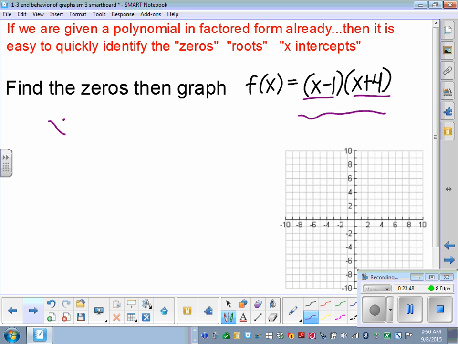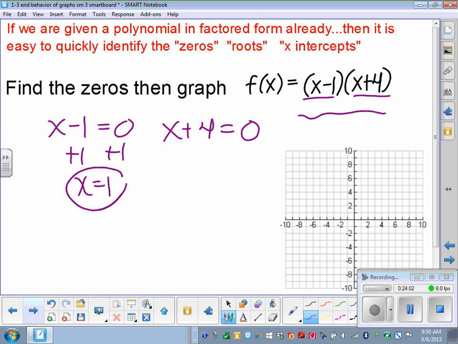So once again, this is already in factored form, so we're going to set those factors equal to 0. We have x minus 1 is equal to 0, and x plus 4 is equal to 0. Then we're going to solve for x in each case. This one was easy because it was already factored. So I'm going to add 1, so I get x is equal to 1. That's one of my answers. That's where it's crossing the x-axis. So I'm going to graph that. I'm going to go over and put a point at positive 1.